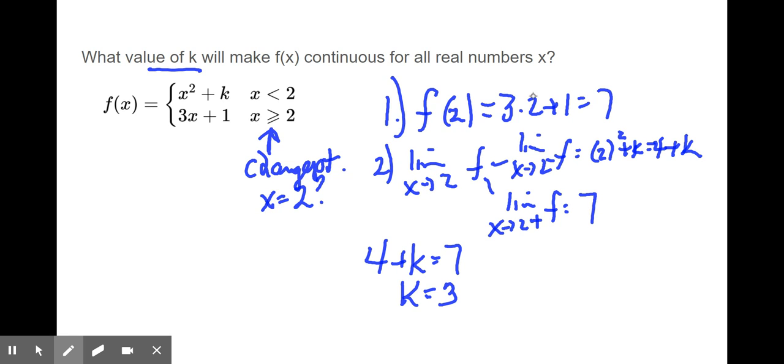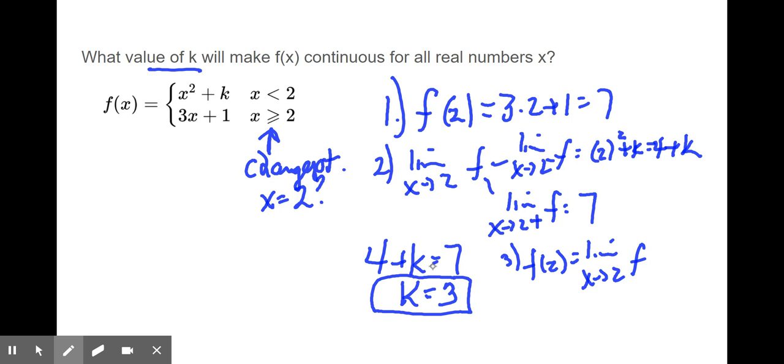f of 2 is 7. And the third condition is the fact that f of 2 would have to equal the limit as x goes to 2. And sure enough, it would be, as long as k is equal to 3. Okay, so if k is 3, that will make the function continuous for all real numbers. This type of problem shows up on the exam every single year. It always shows up at least once, with an opportunity for you to somehow figure out how to calculate it.